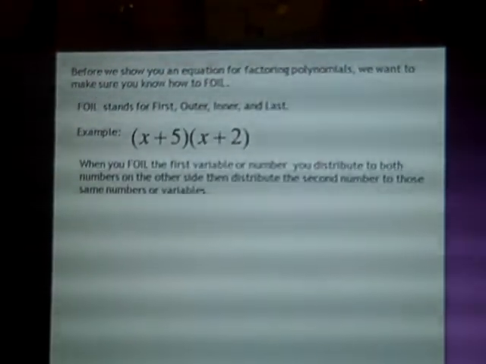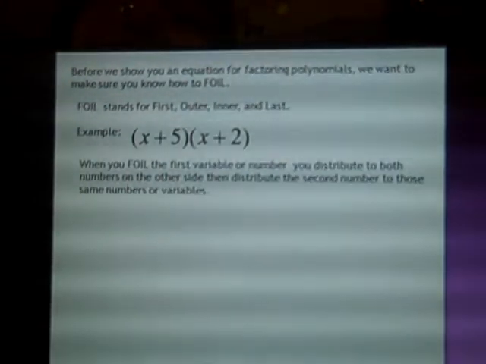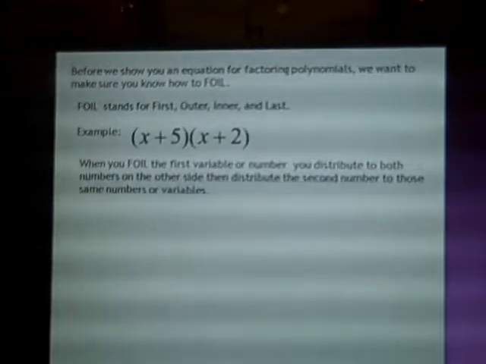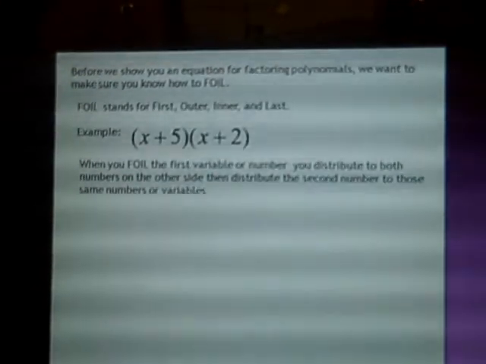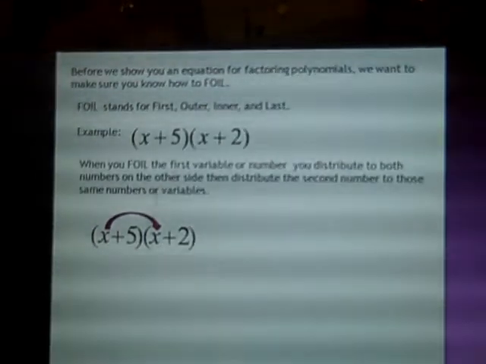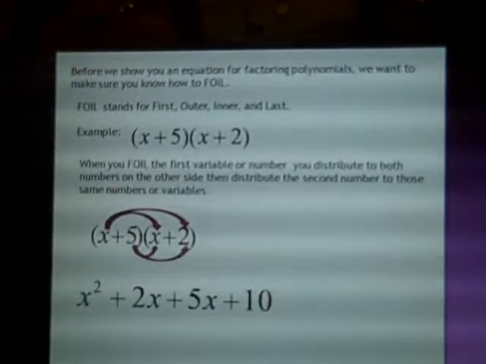So when you FOIL, you grab the first variable or number and distribute it to the other side of the problem and times it by those two numbers on that side. And then you grab the second number and times it by those two numbers as well. So you get x plus 5 times x plus 2: x times x, and x times 2, and then 5 times 2 and 5 times x. So at the end you have x squared plus 2x plus 5x plus 10.